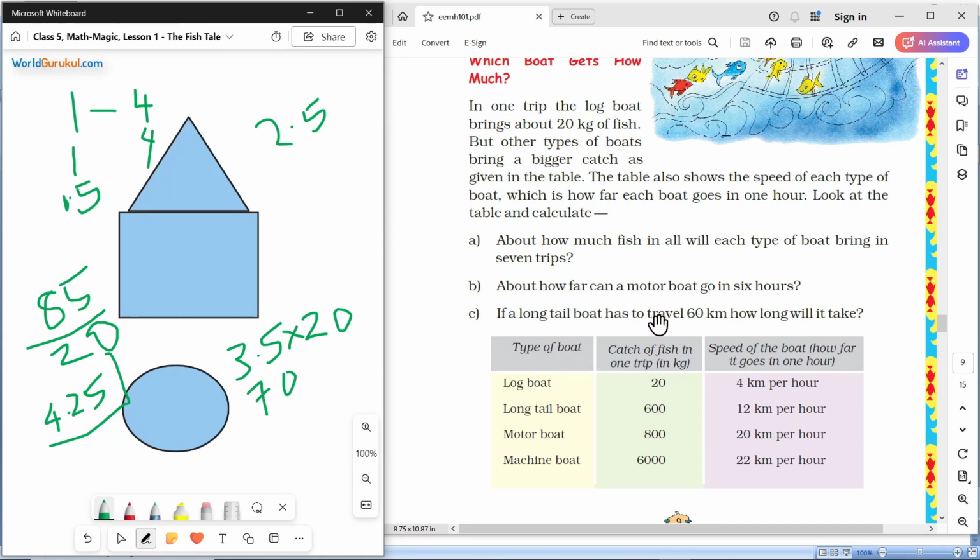This long tail boat has to travel 60 kilometers. How much time will it take? Its speed is 12 kilometers per hour, and when it has to travel 60 kilometers, it's a simple equation: 60 divided by 12, that is 5, right? It will take 5 hours to travel 60 kilometers.